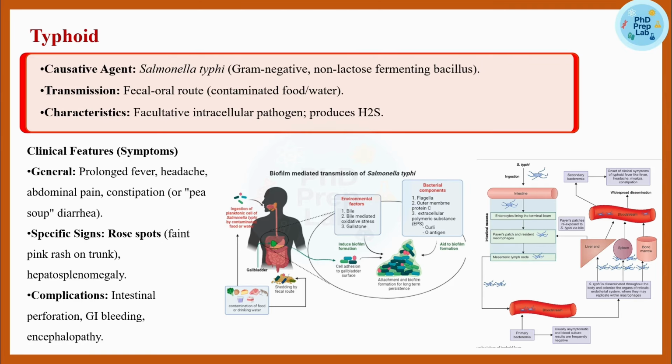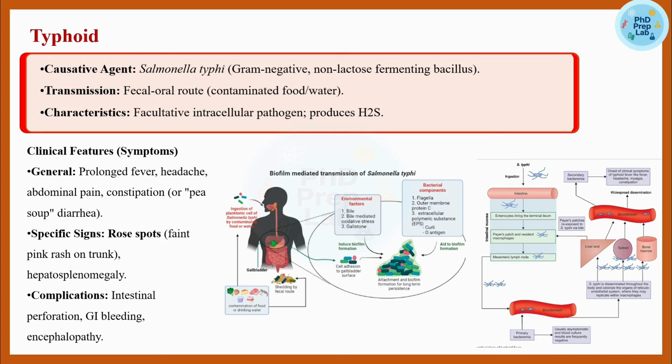The bacteria goes inside the healthy host body, and after passing the normal digestive system it goes into the intestine, and there it starts its colonization, especially in the ileum of the small intestine and the Peyer's patches. There the bacteria adheres and forms an attachment, and biofilm formation is seen for long-term persistence of the bacteria.